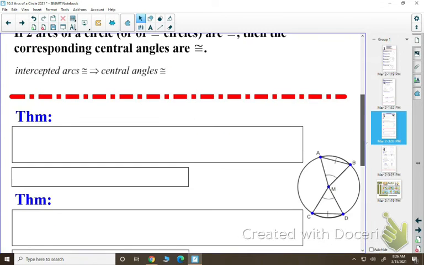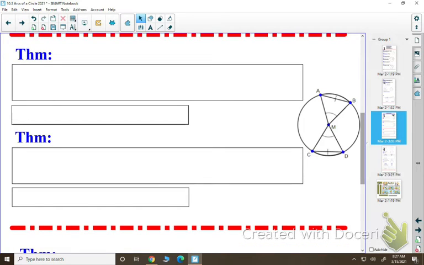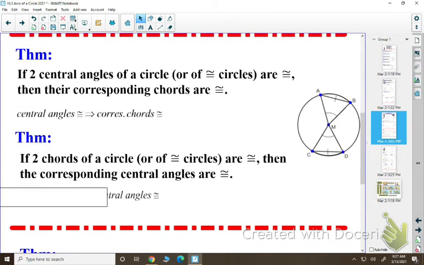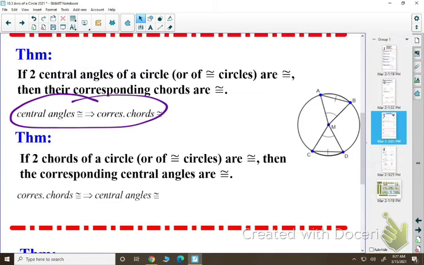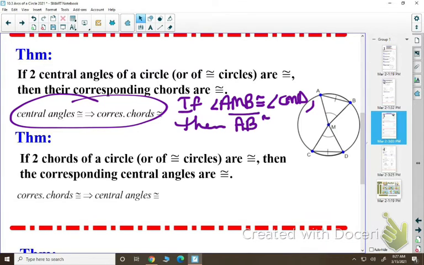The second set is going to relate chords and central angles. So it says if two central angles are congruent, then their corresponding chords are congruent. As an abbreviated version, we would say if central angles are congruent, that implies that the corresponding chords are congruent. In my picture, if angle AMB is congruent to angle CMD, then the chords would be congruent. So segment AB would be congruent to segment CD. That's what that tells us.